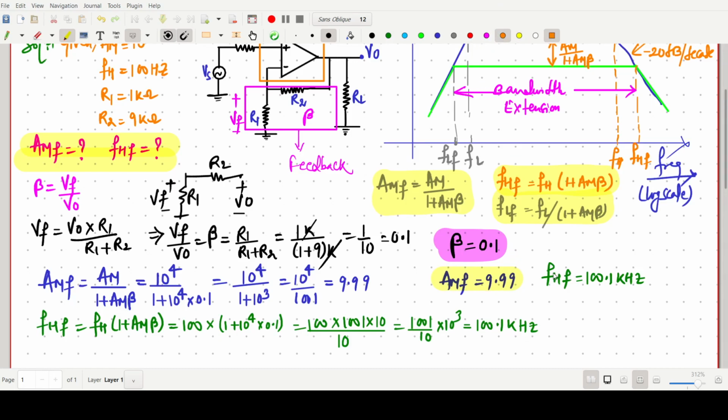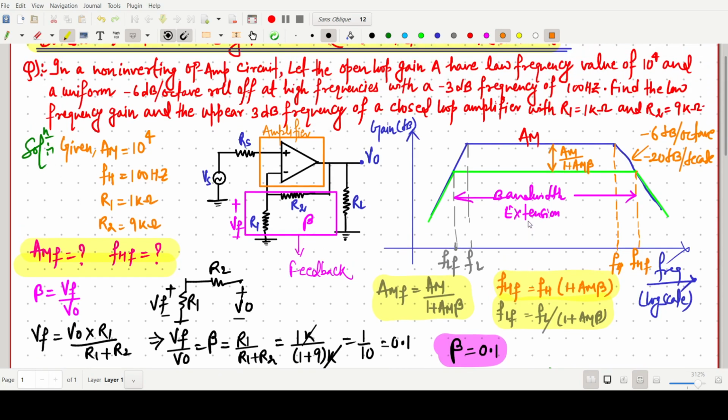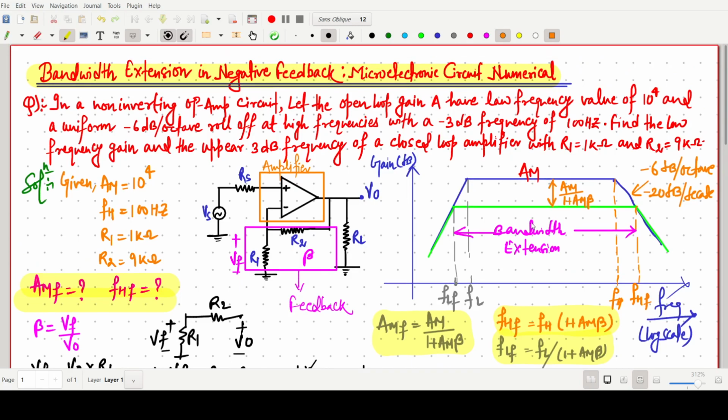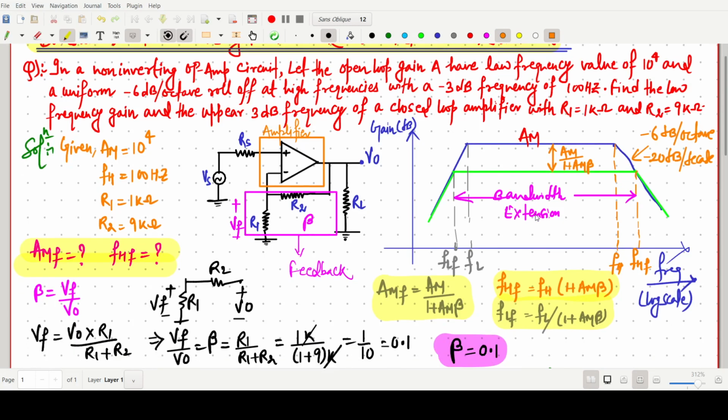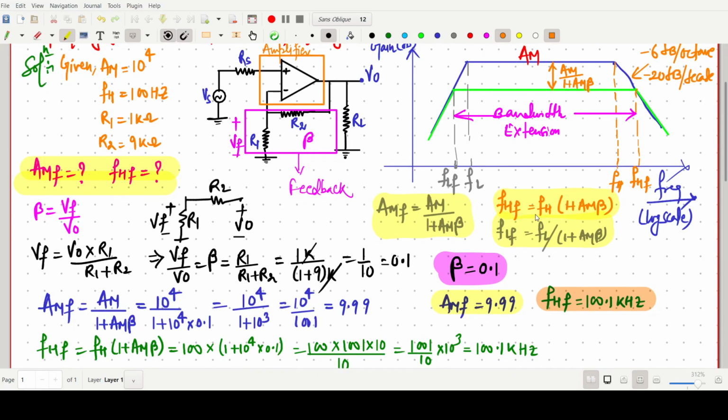So this is all about this question, but you have to know the theory. It is an important theory, a negative feedback question, taken from the Microelectronics book by Sedra and Smith. You can find this kind of numerical in that book, and I will give the theory of bandwidth extension in the description. You have to apply the simple concept. In negative feedback, the FHF value will be increased by the amount of feedback times the original frequency FH, and FLF will be decreased by the amount of feedback. So this is all about the theory and the corresponding numerical.